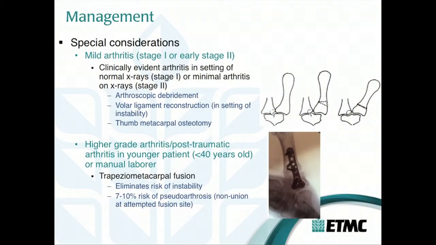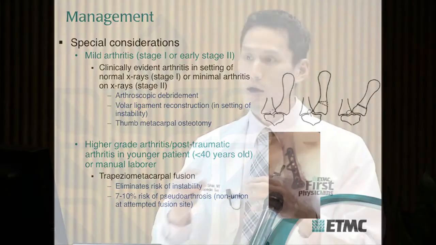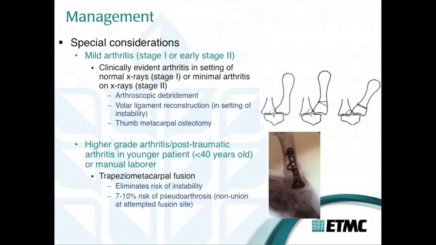Additional things to consider for patients with mild arthritis, meaning either stage 1, where the x-rays are completely normal, but symptomatically the patient has pain in the area and there may be some instability, or early stage 2, where there are some changes consistent with arthritis, but it's not severe on the scale of things. So one option is doing an arthroscopic debridement, meaning that I make a couple small incisions and then put a camera in there, and also take a shaver in the area, to try to debride off some of the cartilage and stimulate some healing in the area.